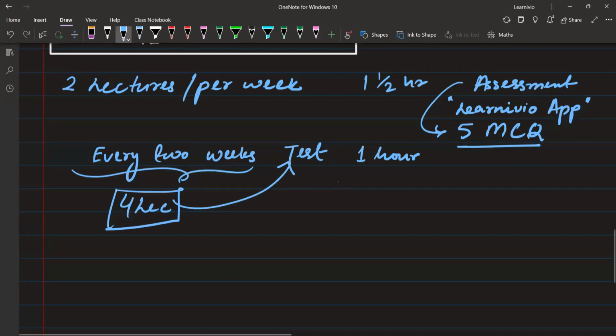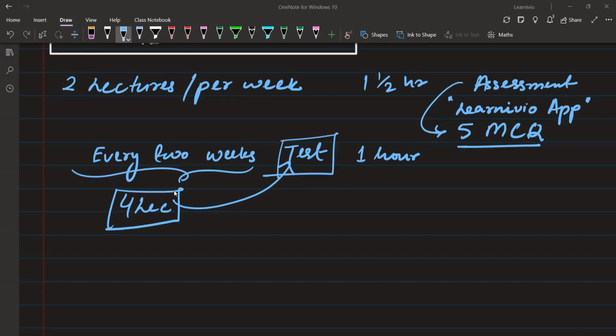Okay. And as we slowly move ahead, let's suppose we have completed a chapter, then there will be a test on the complete chapter. Okay. And similarly, then the second chapter, and so on. So after every 4 lectures, you will have a test that will be of 1 hour.